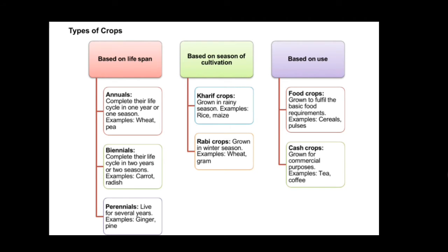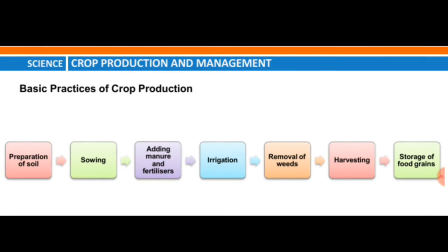So you have learned about the types of crops. Now to raise the crops successfully, we have to follow certain steps. To have a bumper produce, we need to follow several practices step by step, and we need to use a variety of tools. These practices are called basic agricultural practices, or you can say basic practices of crop production. So, what are the steps of crop production?